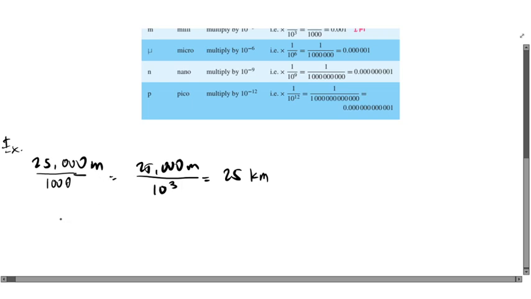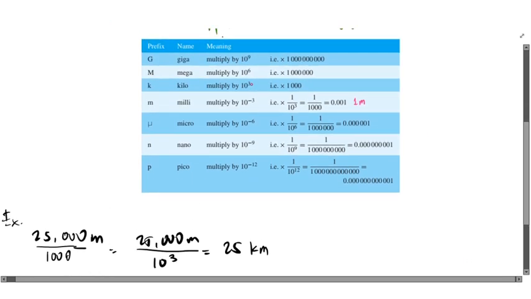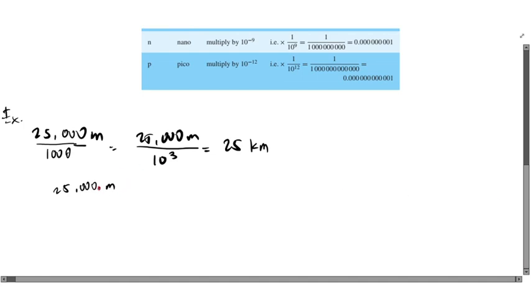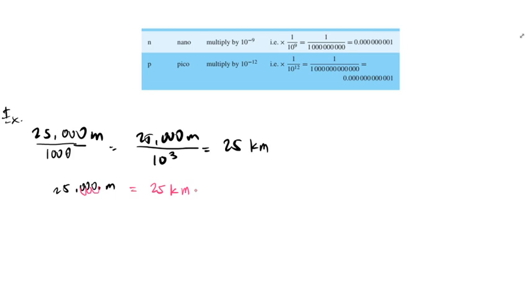The other method is to count the decimal places, the one which I gave an overview of a while ago. So we have 25,000 meters. The decimal point is here after the last zero. If you want that in kilo, kilo is 10 to the power of 3, so you move the decimal point 3 places. 1, 2, 3. So these digits will be omitted, and we are left with 25, then 3 decimal places, so that is kilometers. That is how you convert a given quantity into a quantity with a prefix.